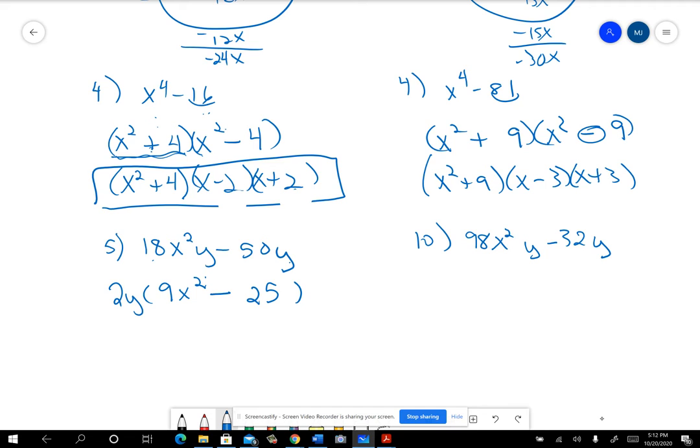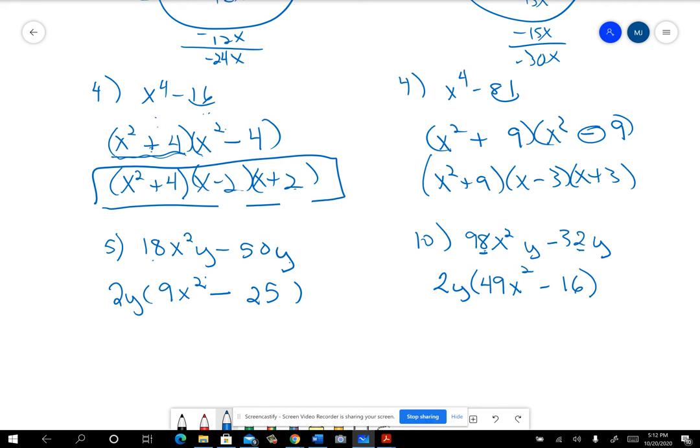On this one, I'm noticing y is common. And even though these are really big, at least you can tell they're even, right? They end in an even number. So I know I can pull out a 2y from those as well. And I'd have 49x squared minus 16 there.